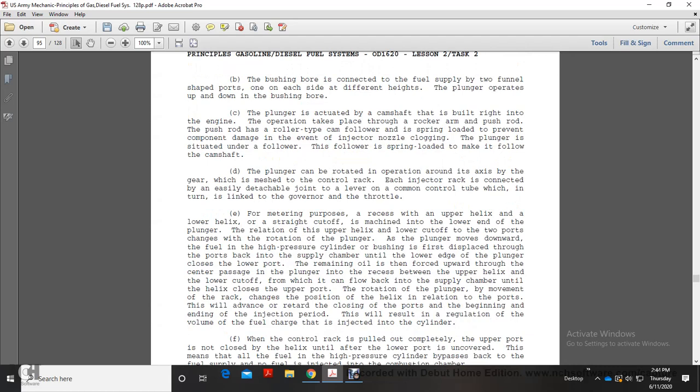The bushing bores are connected to the fuel supply by two funnel-shaped ports, one on each side at different heights. The plunger operates up and down in the bushing bore, with the plunger action driven by the camshaft built into the engine.